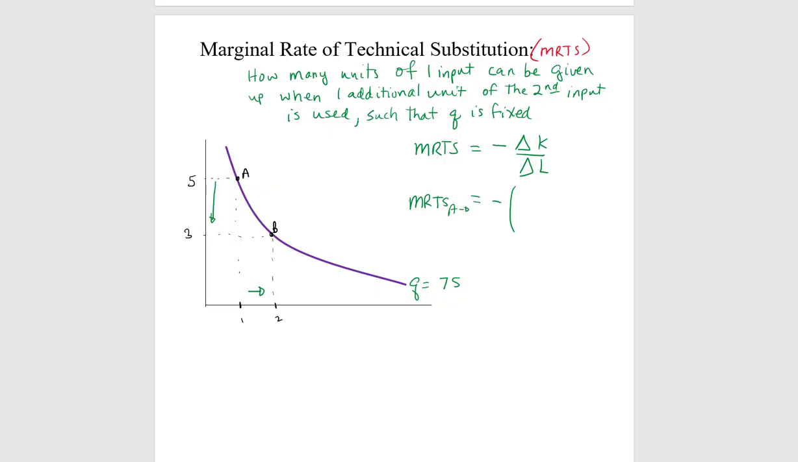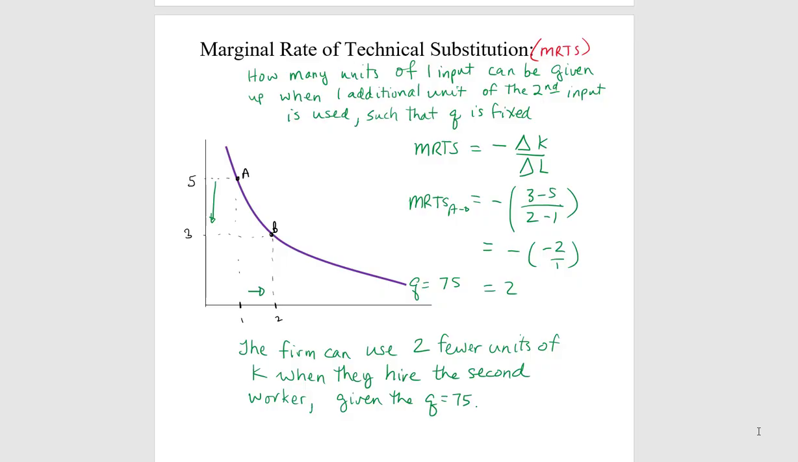So negative of, I started out at 5, I ended up at 3 units of capital, so 3 minus 5. I started out with 1 unit of labor, I ended up with 2, so 2 minus 1. I get negative 2 over 1, or 2. This means the firm can use 2 fewer units of capital when they hire that second worker, given that the firm is producing 75 units of output.